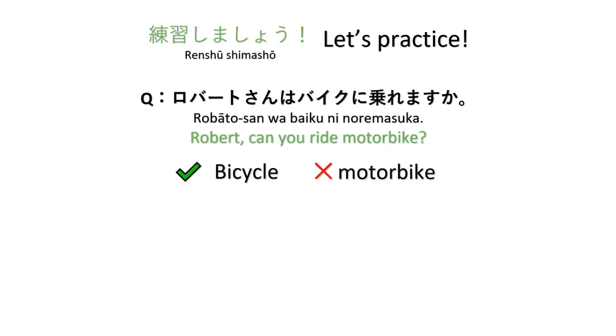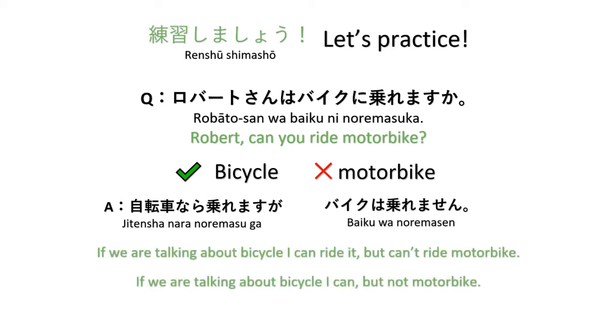Roberto-san wa bike ni noremasu ka? Robert, can you ride a motorbike? So bike means motorbike. Again, we have contrasting answers. The answer is bicycle. So jitensha nara noremasu ga bike wa noremasen. If we're talking about bicycle, I can ride it, but I can't ride a motorbike.